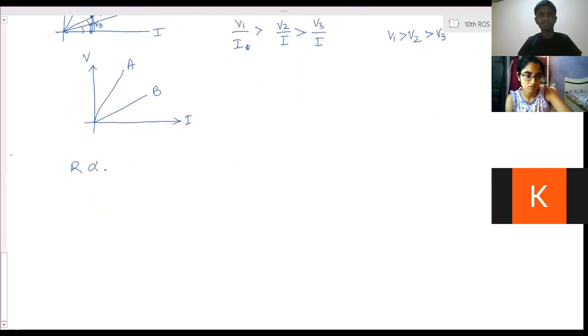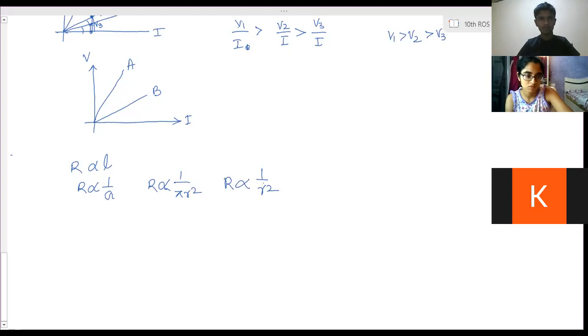R is directly proportional to length. R is inversely proportional to area of cross section. It is also considered as R inversely proportional to pi r square. So that means resistance is inversely proportional to r square. This you can also remember.